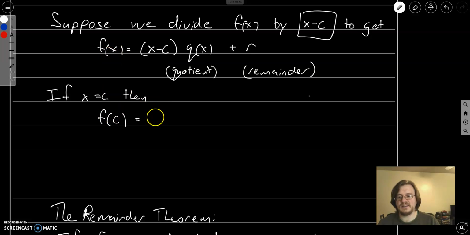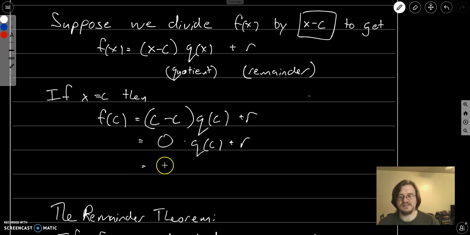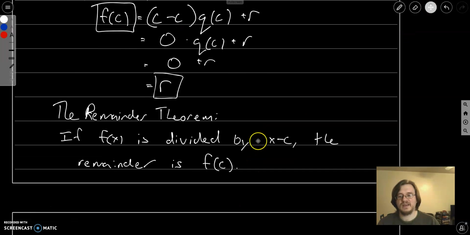Well, f of c is going to be, if I replace all my x's with c's, c minus c times q of c plus r. Well, c minus c, that's just 0. And 0 times anything is just 0. So that whole thing simplifies. So what we see is that f of c is in fact equal to the remainder. And this is what we get here. If you divide a polynomial by x minus c, the remainder is what you would get if you plugged c into the original function. Let's use this.